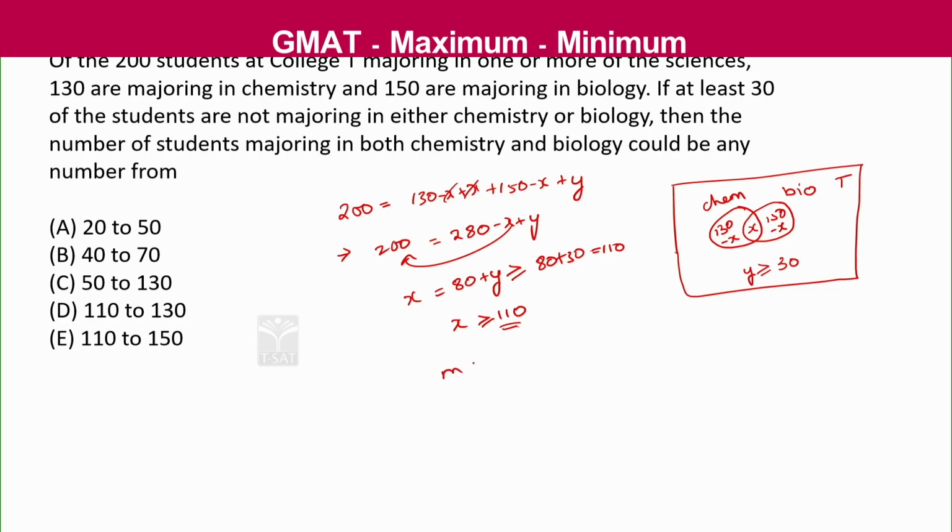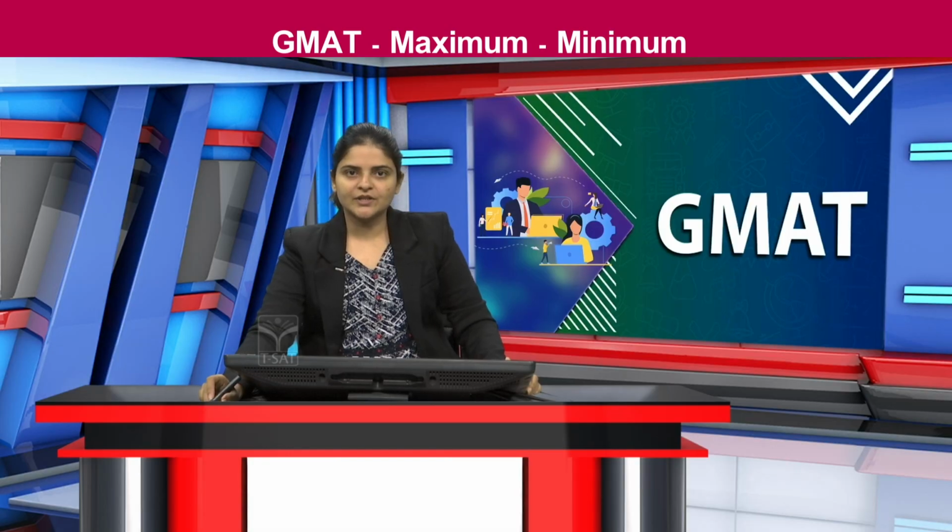And what is the maximum value that X can take? X can take a maximum of only up to 130, because there are 130 students in chemistry. If you take more than 130, the circle comes inside, but there will be no elements left. So the maximum value it can take is 130. Therefore, X lies between 110 and 130. So it's 110 to 130. Answer is option D. Let's move to the next question now.